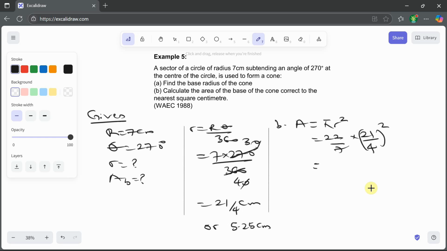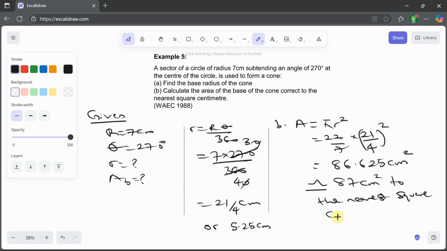This gave me 86.625 centimeter squared. But the question says that we should calculate and correct to the nearest square centimeter. So this is basically approximately, this is 6 greater than 5, so this is 87 centimeter squared. So to the nearest square centimeter. So this is how we solve a question like this. Let's see if we're correct.